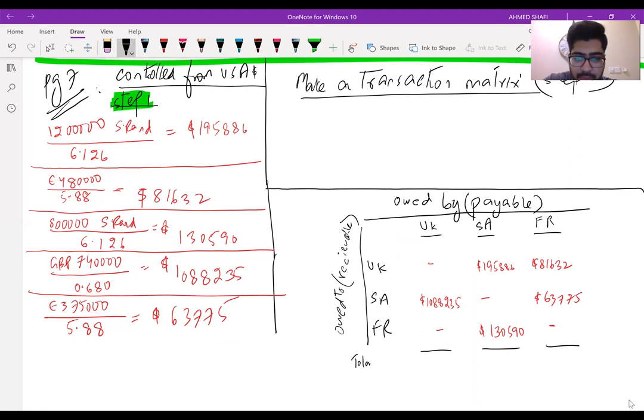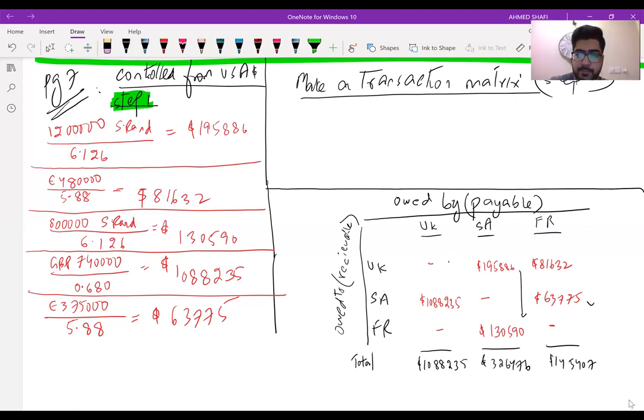Total all of these. UK, South Africa, France. Total all of these. So the total of UK is 108,235. Total of South Africa is 195.886 plus 130.590. It's 326.476. And total the French transactions. It's 81,632 plus 63,775.